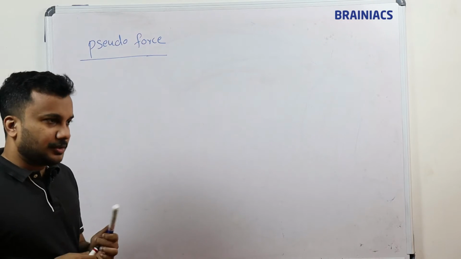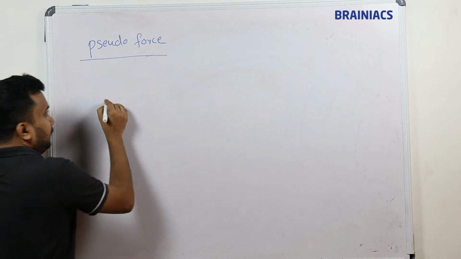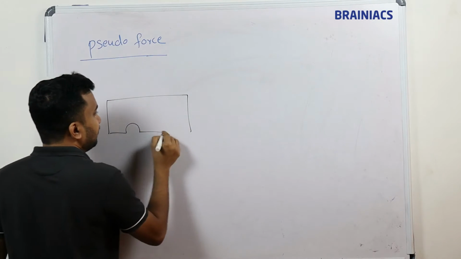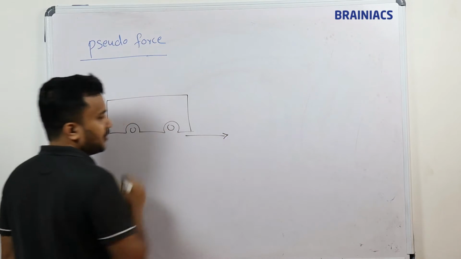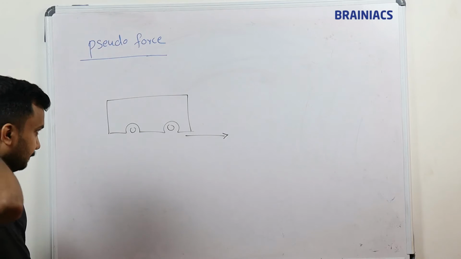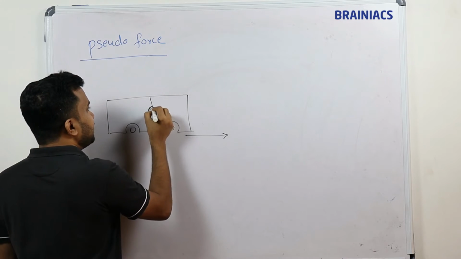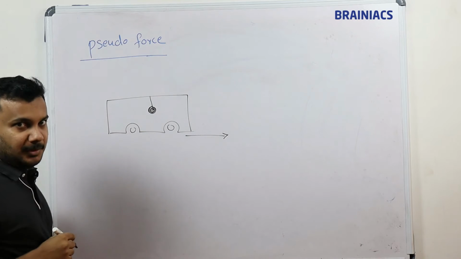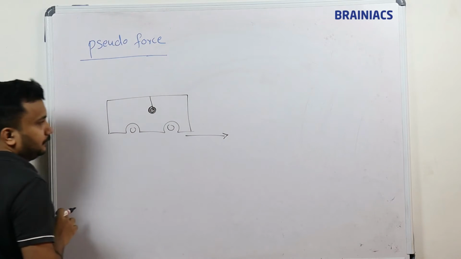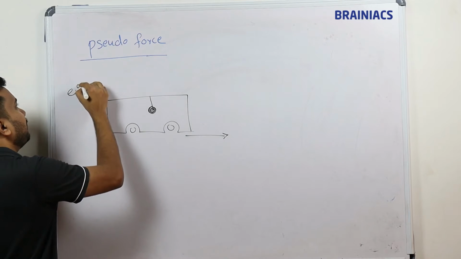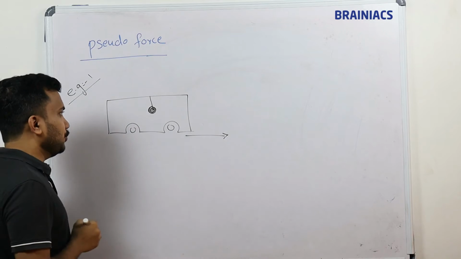Now we'll see what a non-inertial frame is. Let me take an example. Suppose this is a car, and the car is moving in this direction. Inside the car I have a pendulum. Let me take this as my example number 1, because with a problem I can better explain the concept of pseudo force.